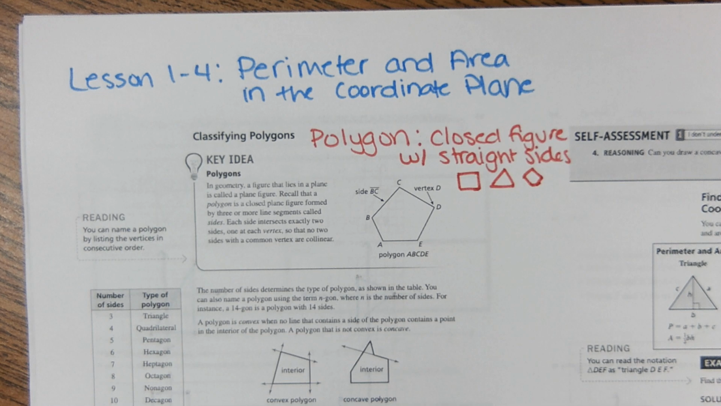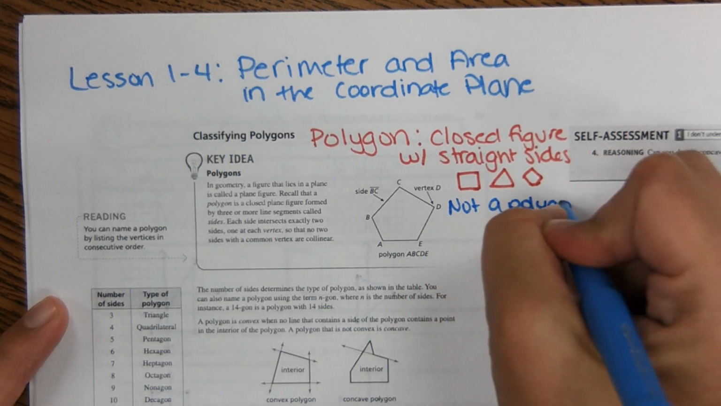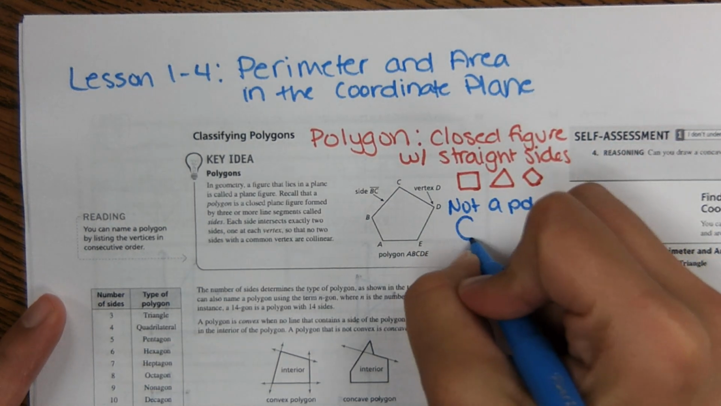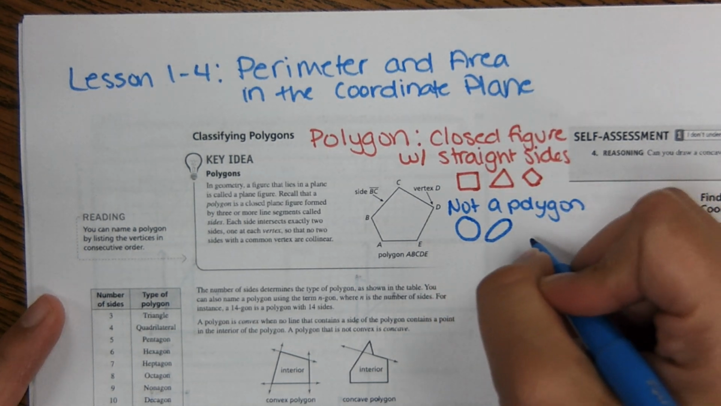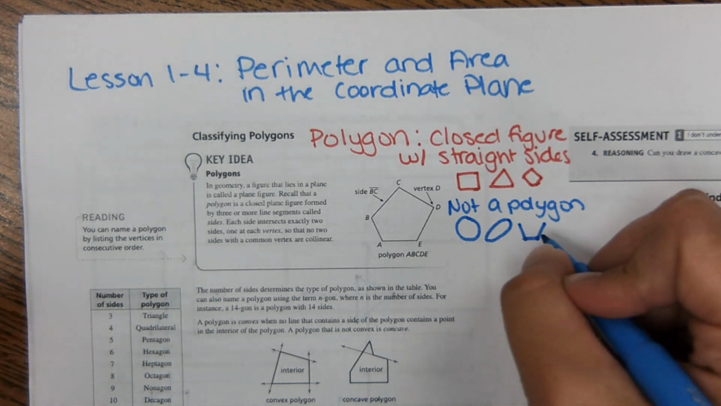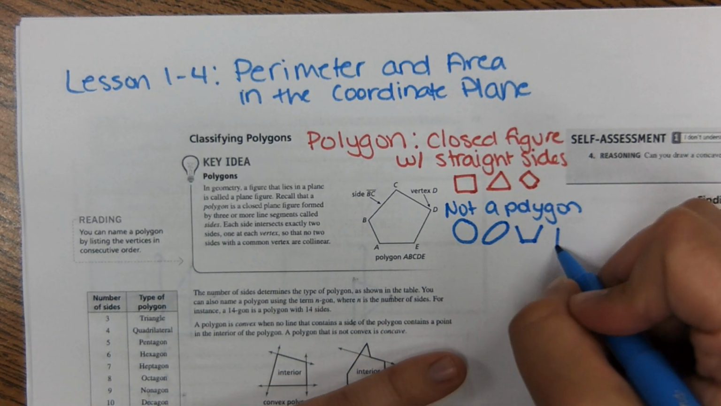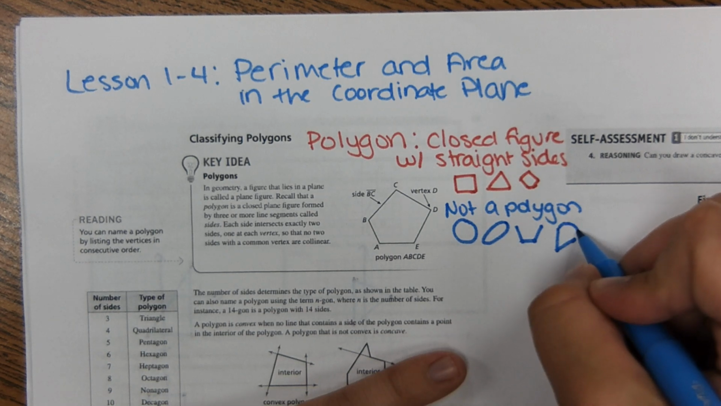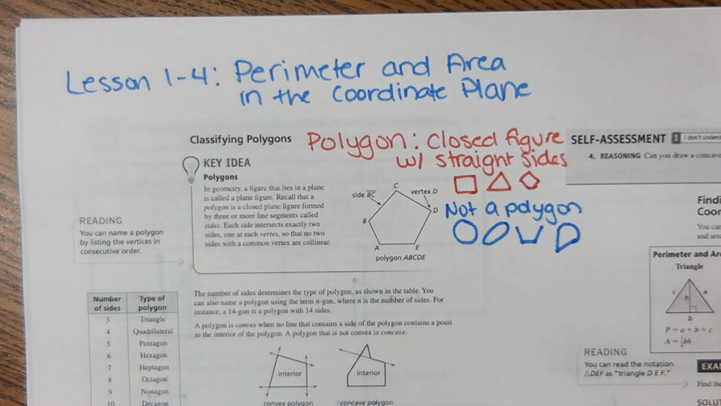Something that is not a polygon would be like a circle because it doesn't have straight sides, or maybe an ellipse or an oval. Maybe something has 3 sides but it doesn't close, it doesn't connect. Or if you have 2 straight sides and then a curved side, that would not be a polygon as well. So it needs straight sides and it needs to close.